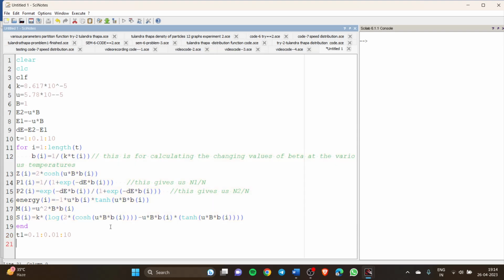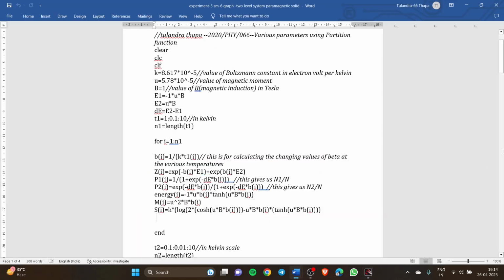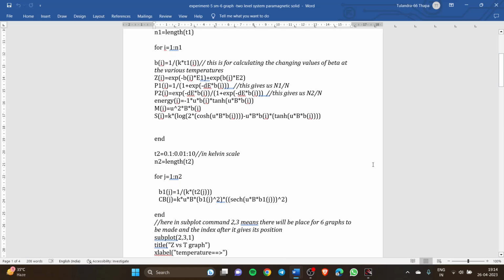Now we can simply have another for loop. Let's take a for loop for j is equal to 1 to length of t1. Now we can simply look at the formula again and simply copy and paste it. Simple. The formula is very easy.